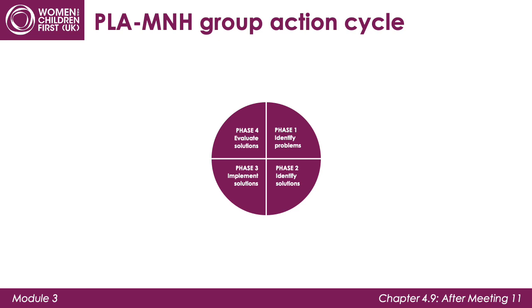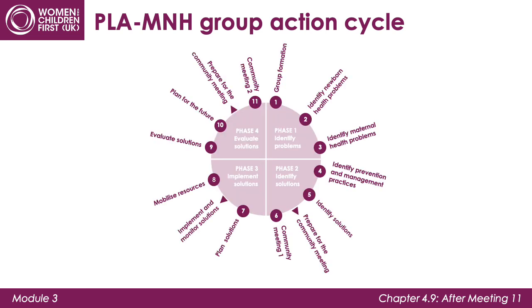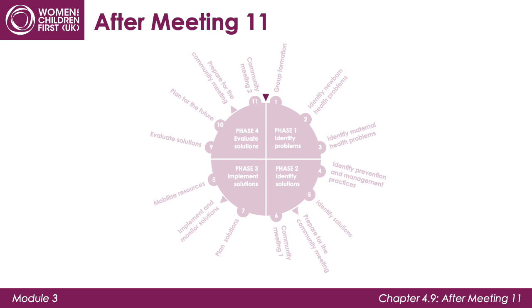As you'll remember, the PLA-MNH group action cycle consists of 4 phases. Phase 1, identifying problems. Phase 2, identifying solutions. Phase 3, implementing solutions. And Phase 4, evaluating solutions. The PLA-MNH group action cycle has 11 meetings across these 4 phases. After meeting 11, the PLA-MNH group facilitator is responsible for strengthening the group and supporting it to act on the plans it made in meeting 10.